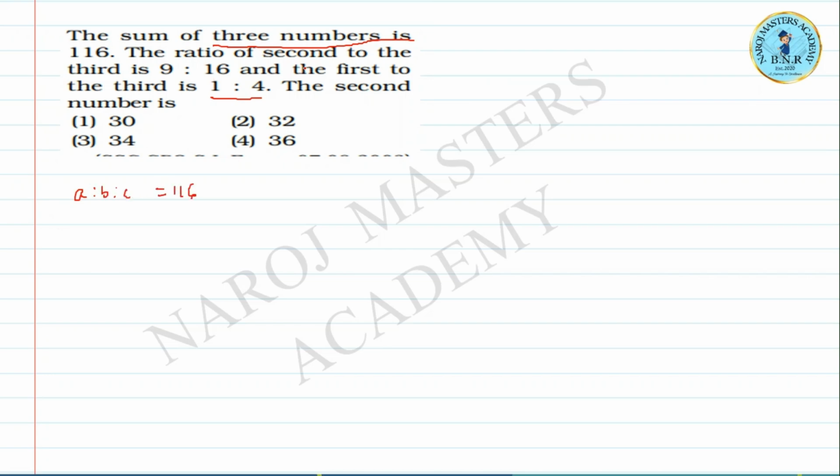So for the ratio of the second to the third, we have to consider it as a table. Just make a number table with places 1, 2, 3. What they have given: the ratio of the second to the third is 9 is to 16. Second is 9 and the third place is 16. And the first to the third number: the first one is 1 and the third number is 4.